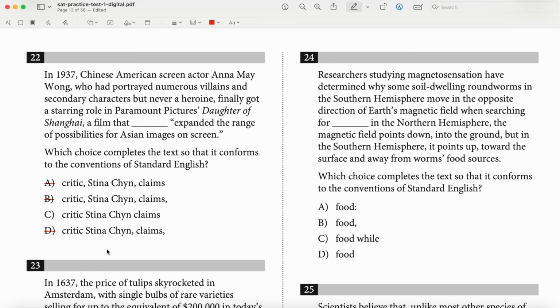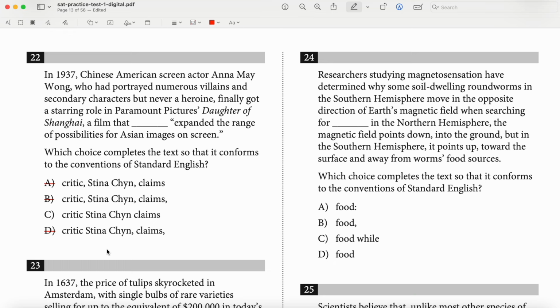It might not be the word itself here. Here's how I'm looking at it: it could be an explanation or description of why some soil-dwelling roundworms in the southern hemisphere move in the opposite direction of the Earth's magnetic field when searching for food. That's a mouthful, but that's one idea. Does that make some sense? Yes, it does. Right, it's one big idea.